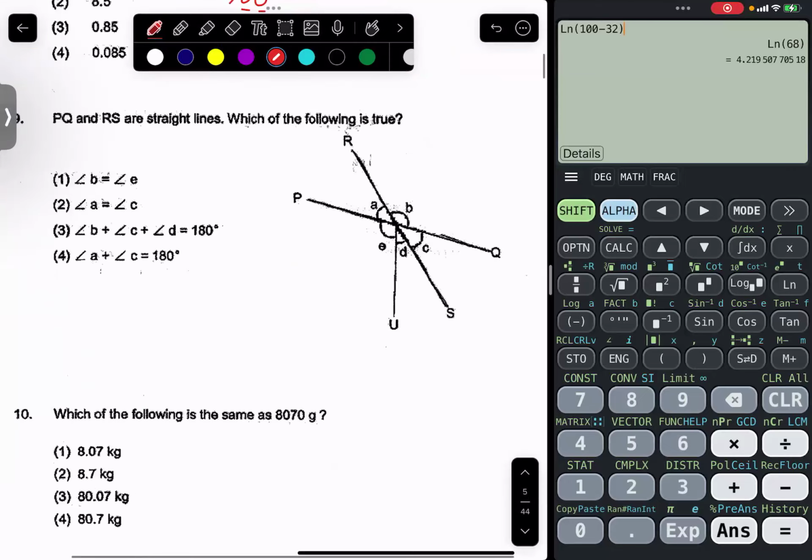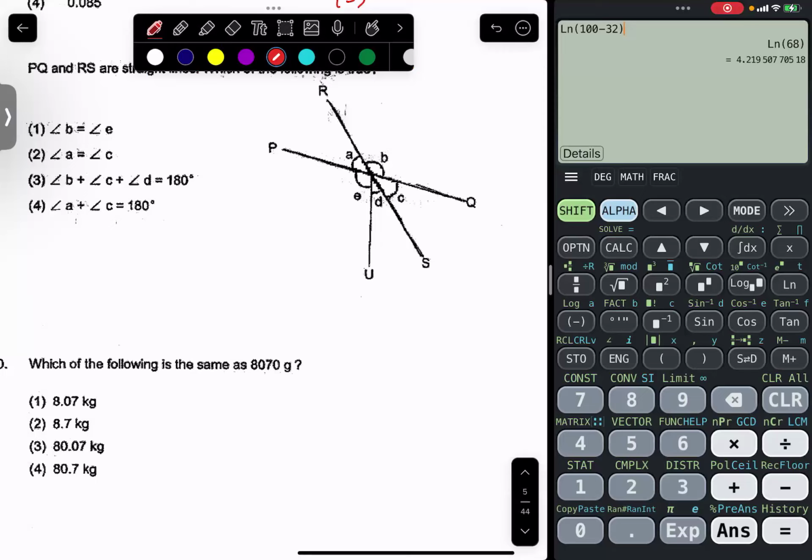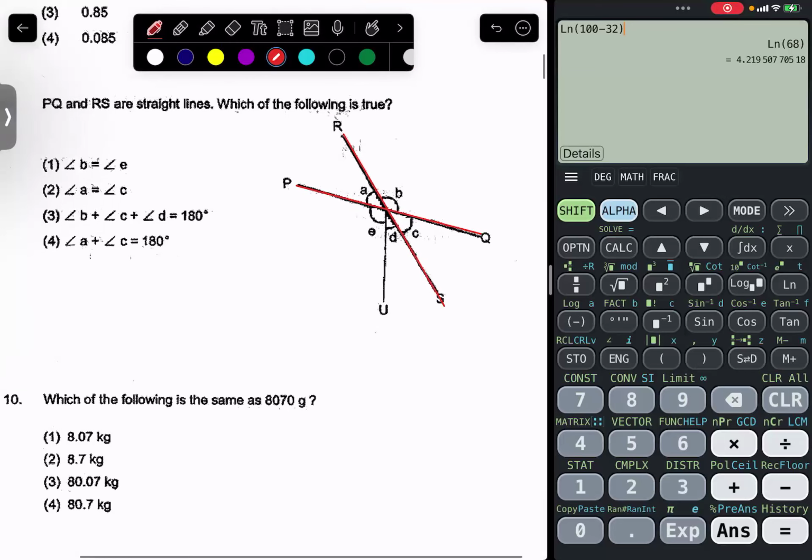PQ and RS are straight lines. Which of the following is true? Over here we can see that angle A equals angle C. So that is one of the options. PQ and RS are straight lines. So answer number 2, straightforward.